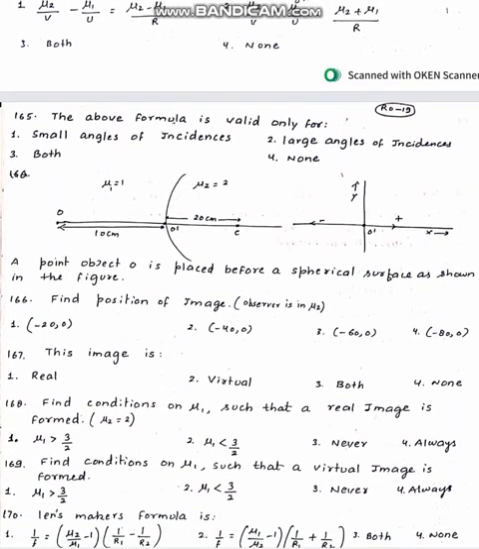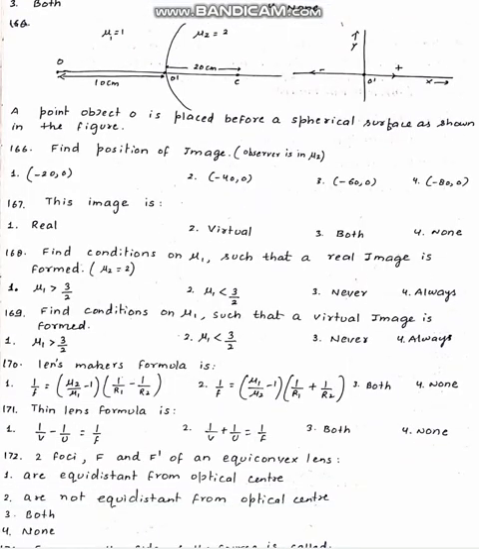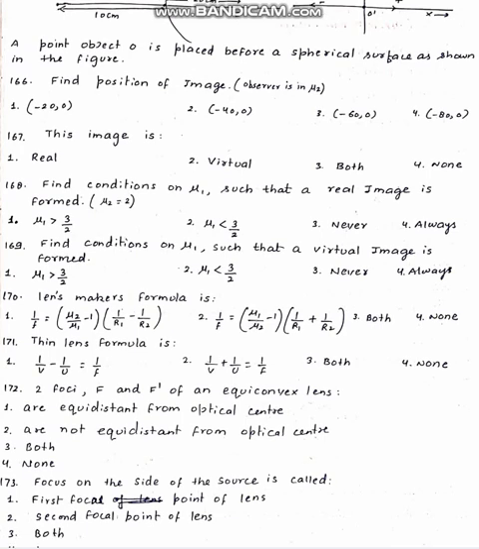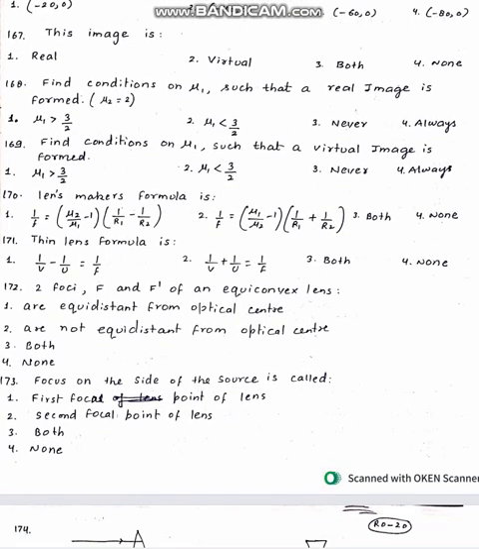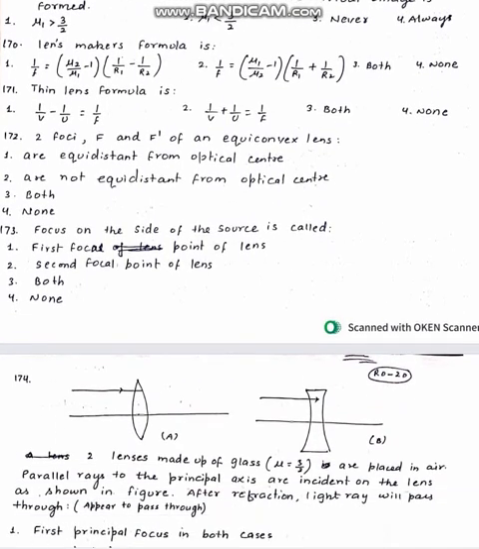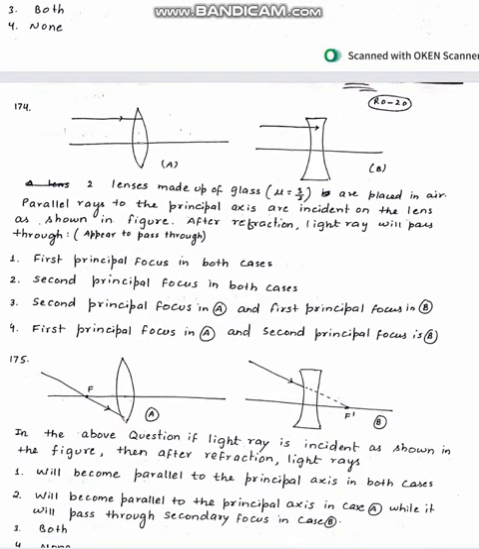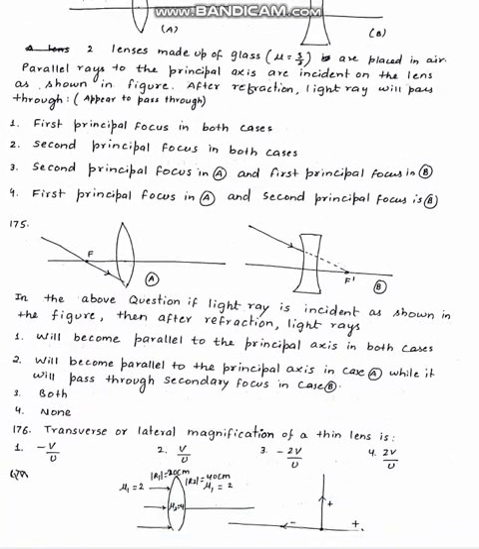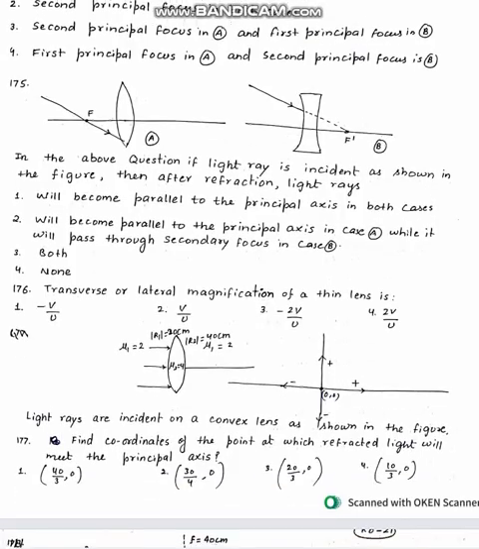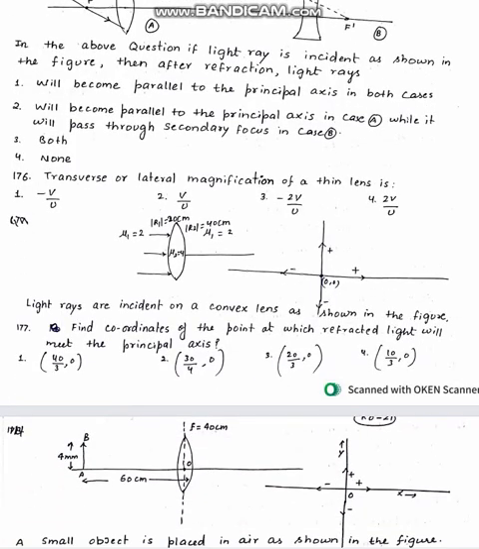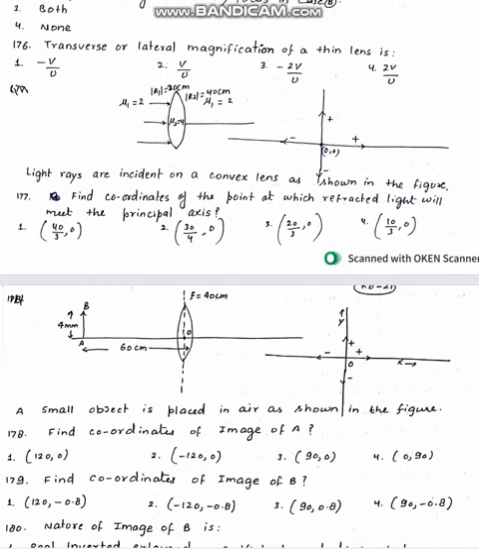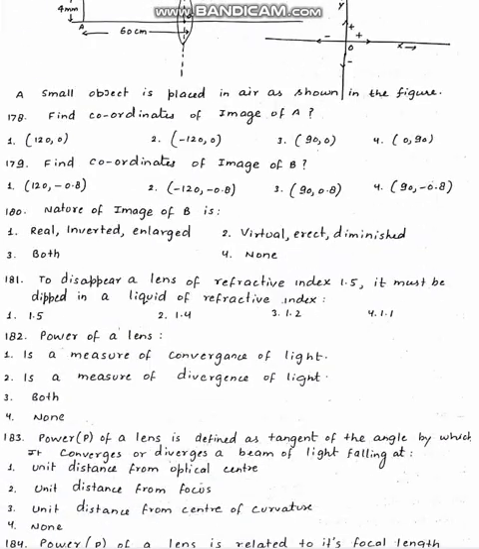Then we have a numerical based on that, location of images, height, coordinates, condition for real image, virtual image, lens maker's formula, thin lens formula, two foci. Then we have questions based on convex and concave lens regarding principal focus, secondary focus. Again, questions on that. Again, we have a numerical based problem on finding coordinates of image as formed by a lens. Again, a numerical based on that.